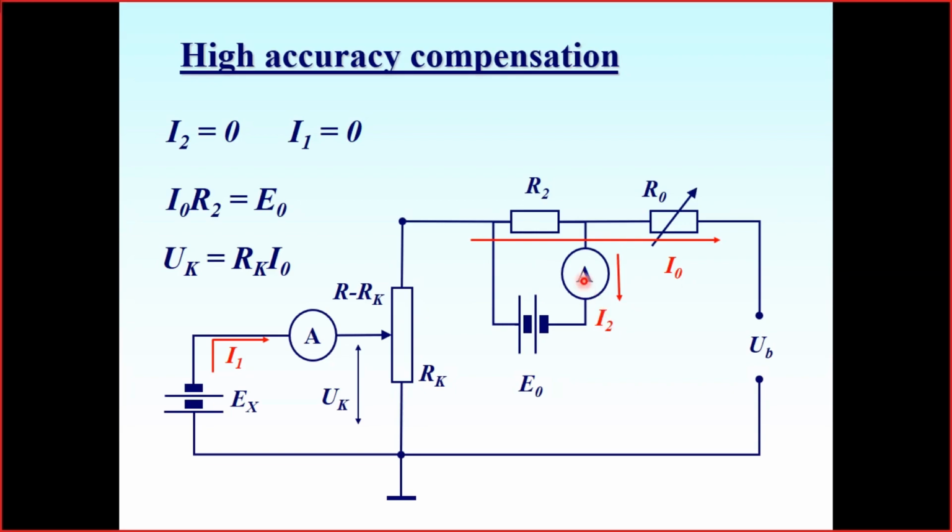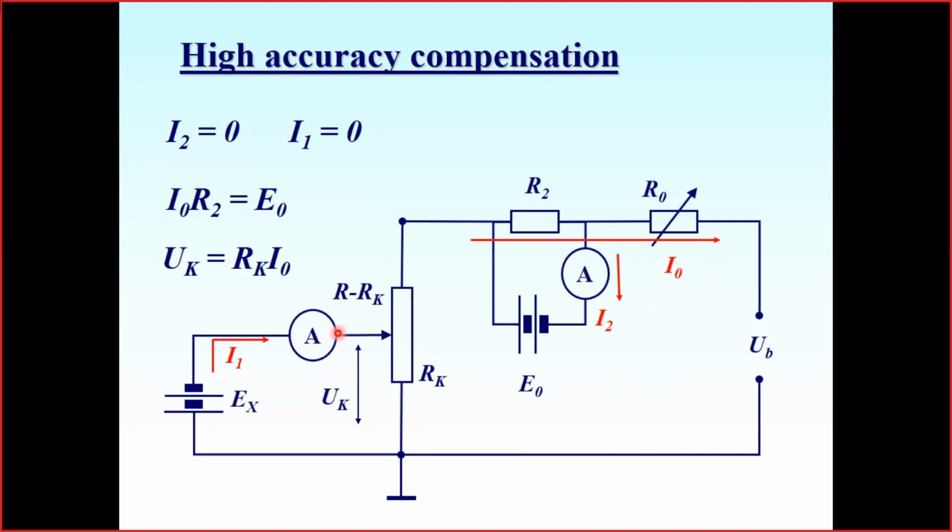When we get A2 equal to 0, it means that the current that flows here times R2 is equal to A0. So we need to have a resistance R2 very well known as well. We balance until we get the current I2 equal to 0, and in this moment I0, the current circulating here, times R2 will be equal to A0. Knowing R2, we may calculate current I0.